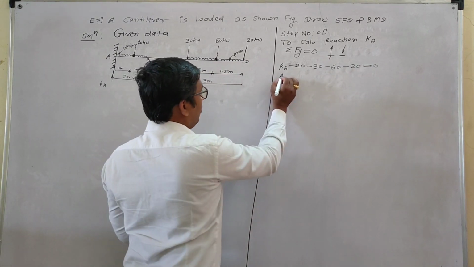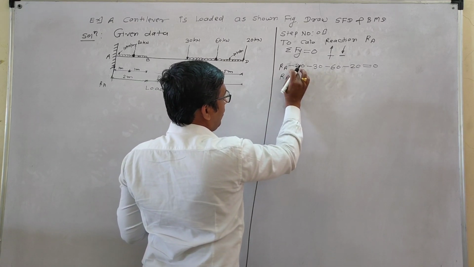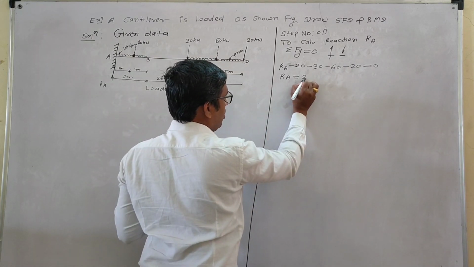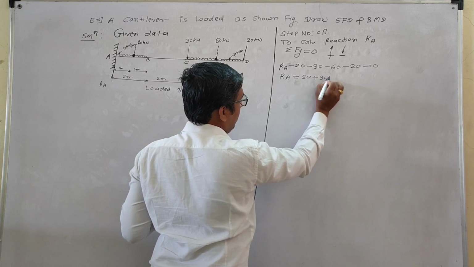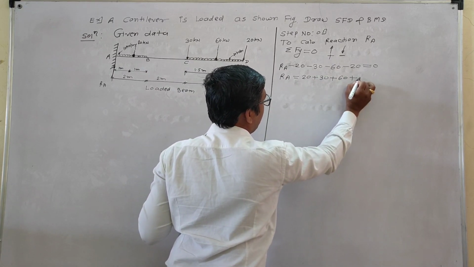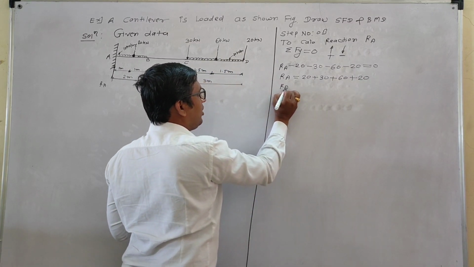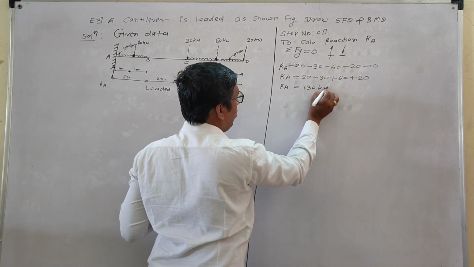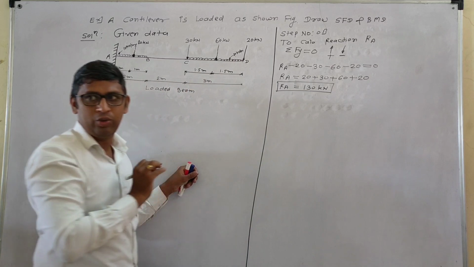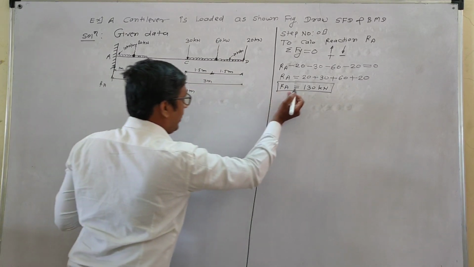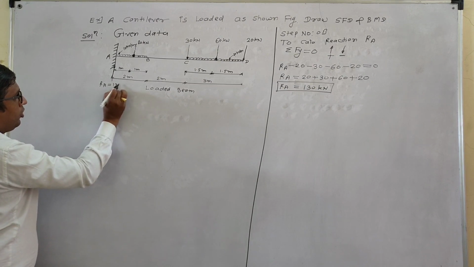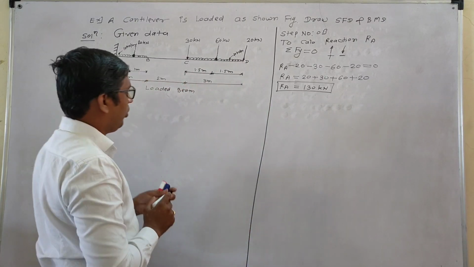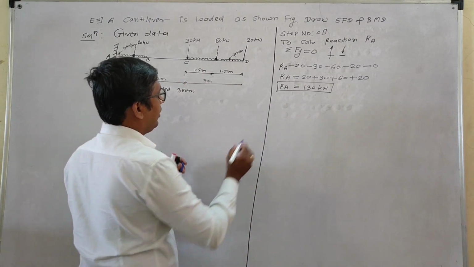RA is equal to, this minus goes to the left side, so all forces are positive: 20 plus 30 plus 60 plus 20 is equal to how much? 130 kilonewton. Okay, write down this: RA is equal to 130 kilonewton. This is your first step. The next step is to draw the SFD.